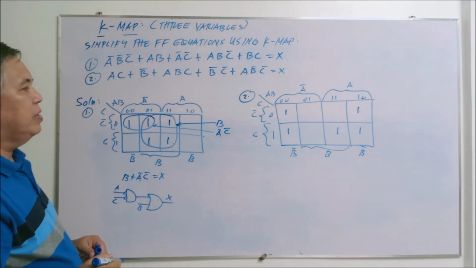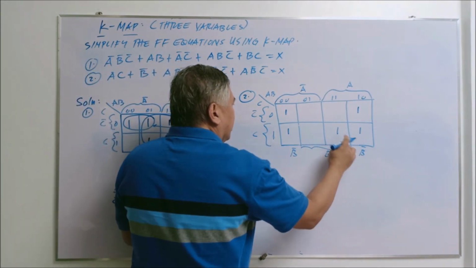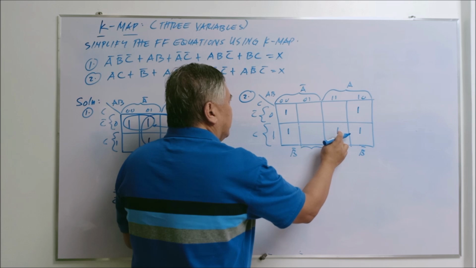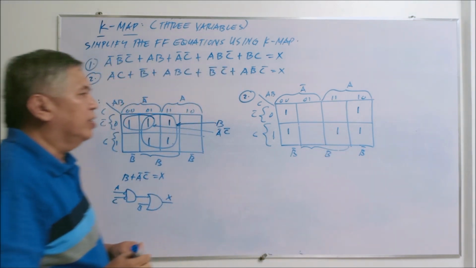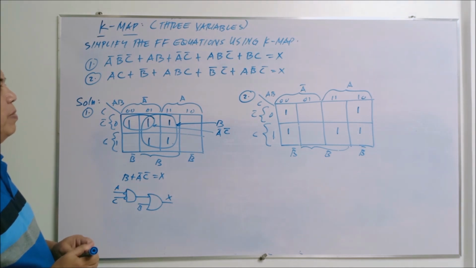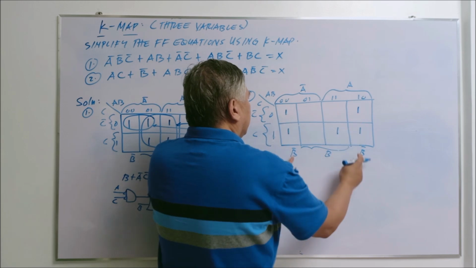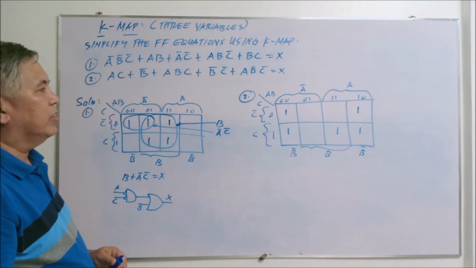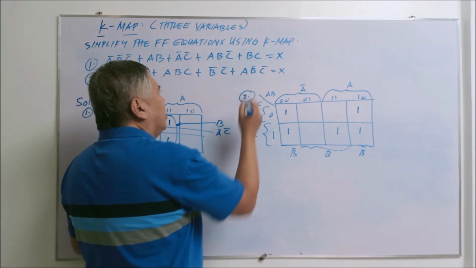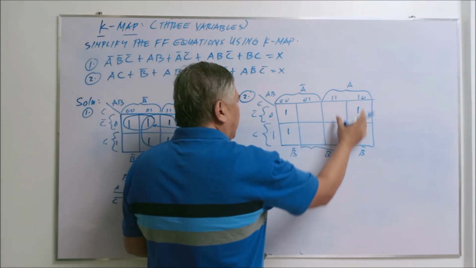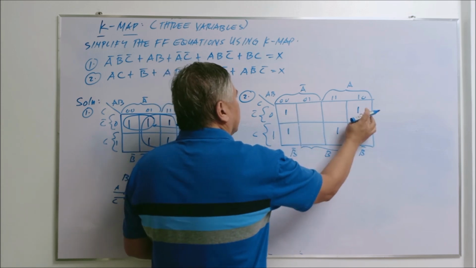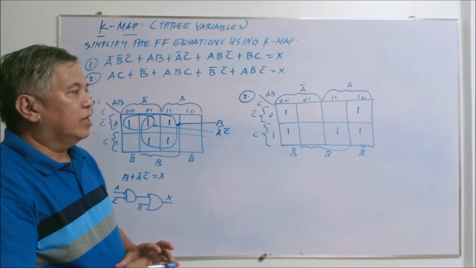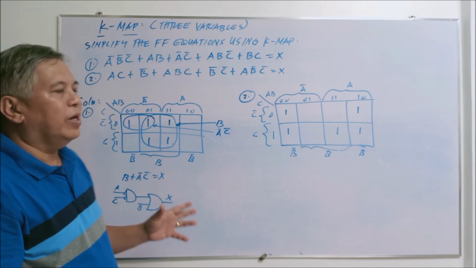Okay, and then ABC. Where's ABC? This is under A, this is under B, and this is under C. A, B, C. This one. So there is already a 1 there, so no need to place another 1. Then B bar, C bar. Where's B bar, C bar? B bar, and then C bar. This one. So there is already a 1 there, so no need to place it again. Then you have A, B bar, C bar. There. So there is already a 1 there, so no need to place another 1.